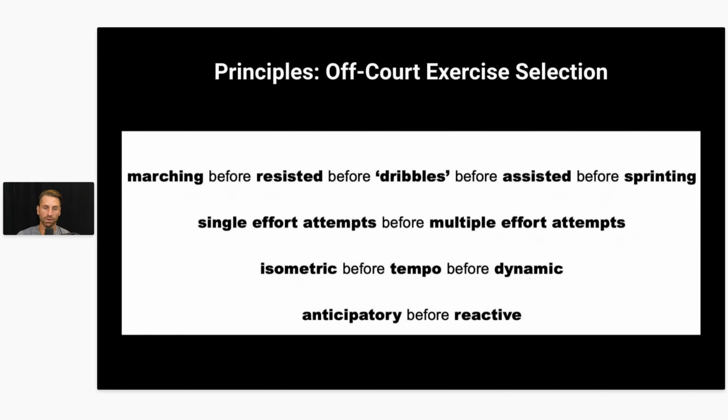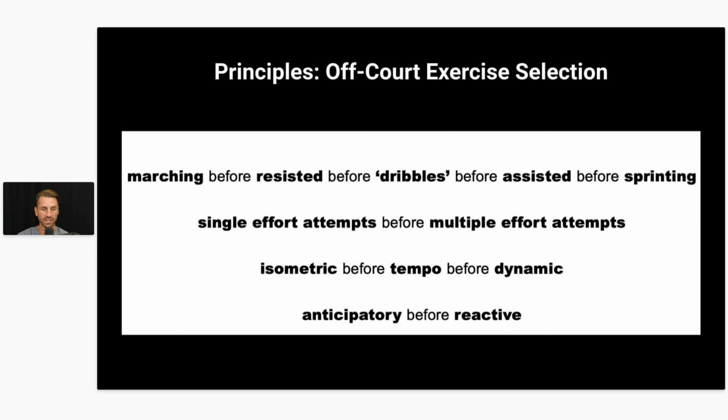And now if you think about off-the-court exercise selection, again, I love to keep things simple and just go do this before that. These are just examples of some simple principles that we can follow. So this first line here is just talking about linear running. I love to do marching before resisted sled pushes, before dribbles or A-skips, dribbles popularized by the group Altus out here in Phoenix. Then you have assisted running, which is typically a little bit of your overspeed or into your decels. And then obviously you have sprinting as the pinnacle of that.